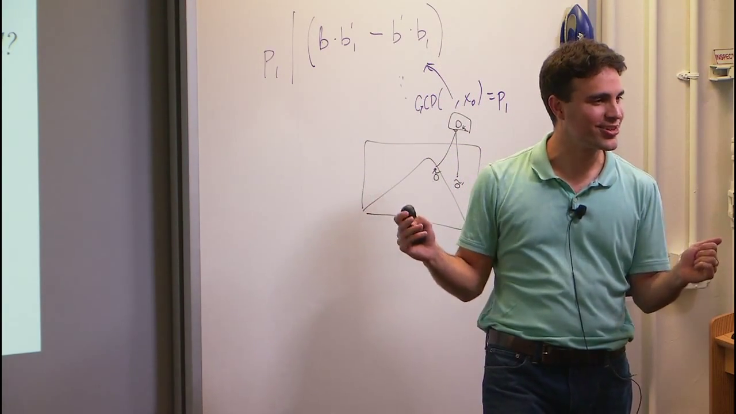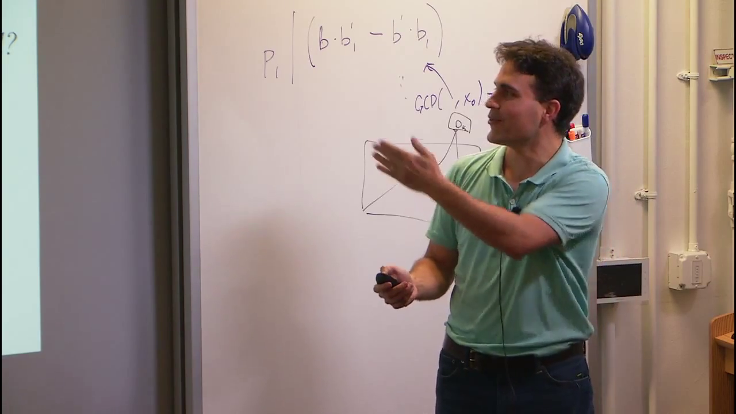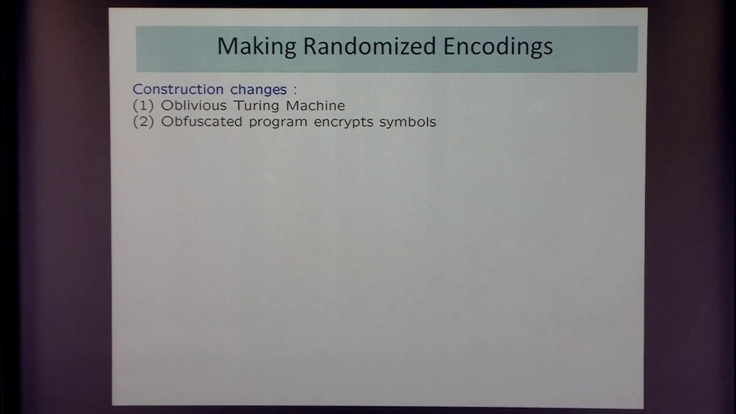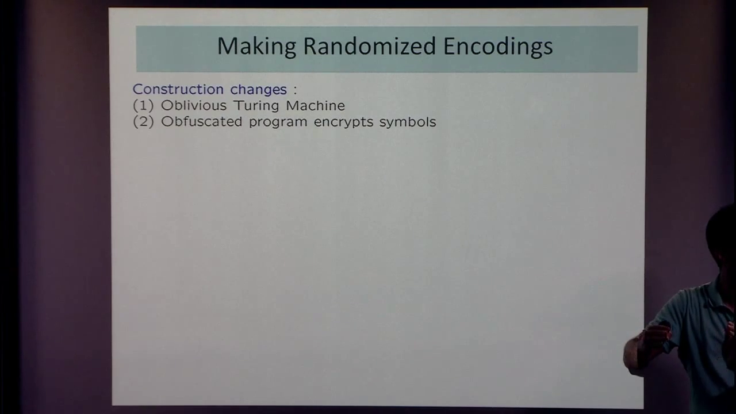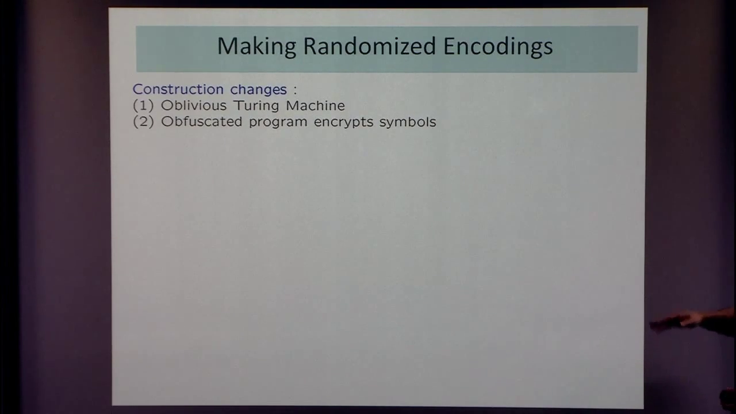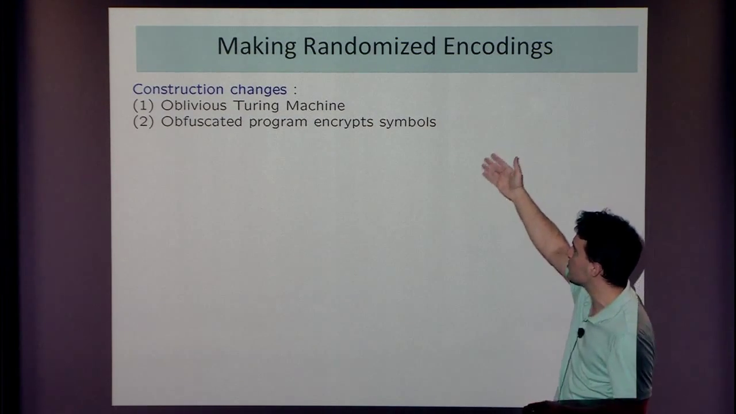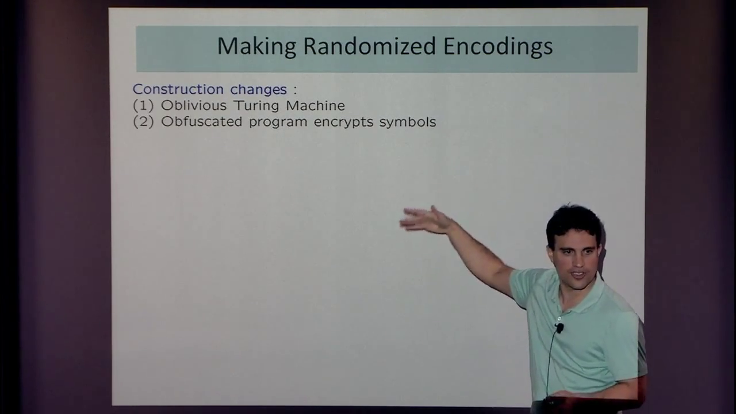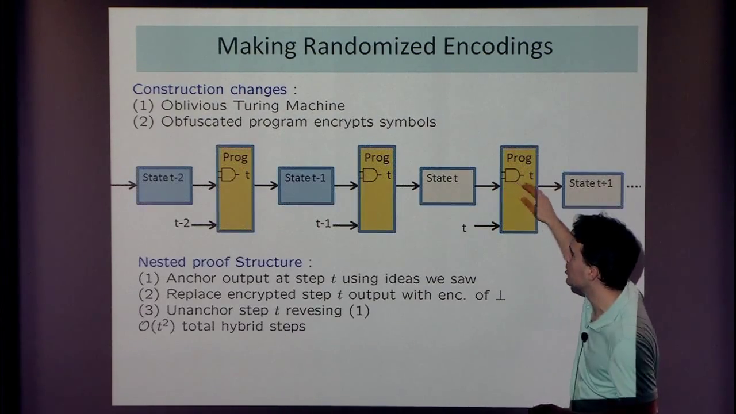But here's actually Shai's question, I think. So what happened with the whole backward simulation deal? Okay, so in order to get to indistinguishability obfuscation, we need to go from message hiding encodings to randomized encodings, which actually hide the computation going on. So the construction changes, we go to oblivious Turing machine. We're going to encrypt our symbols instead of just putting them out in the clear.